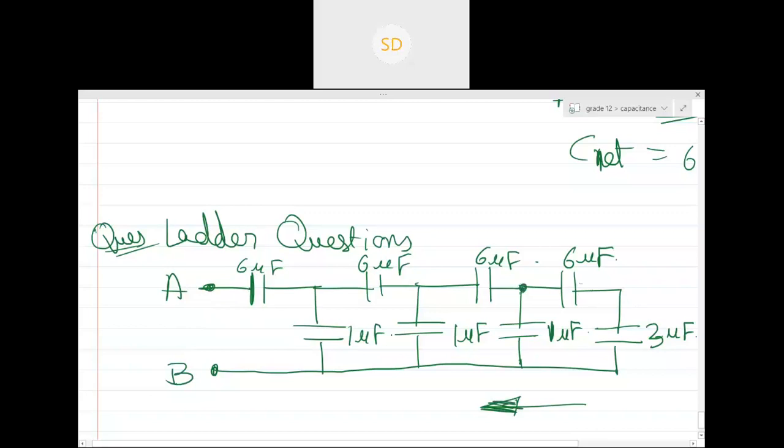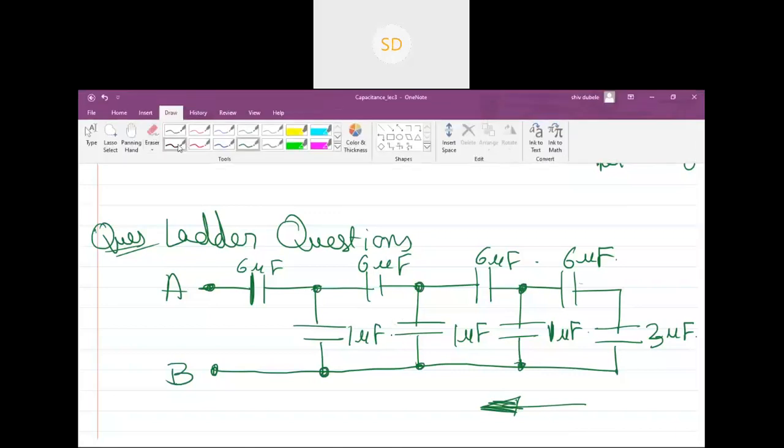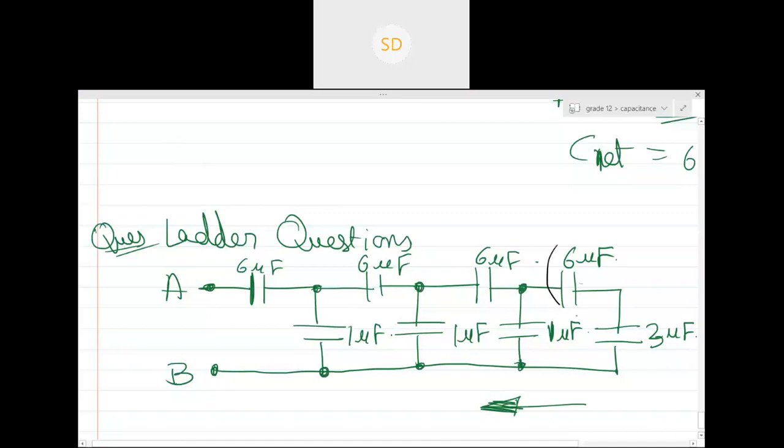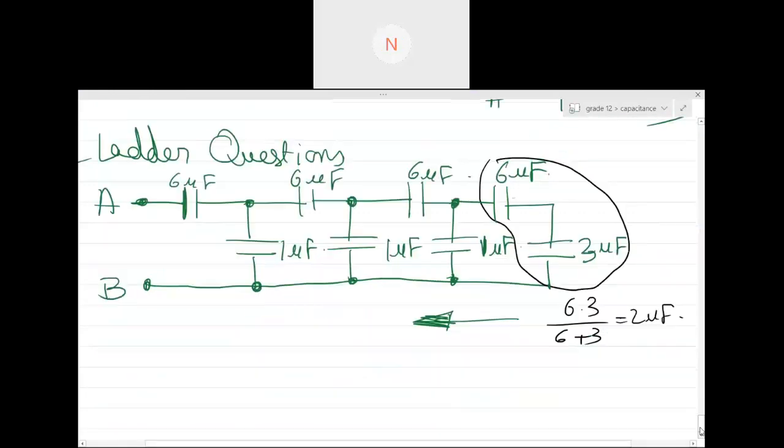Can you see all the points? Guys, once you're done noting down the question, are you done noting down the question? Yes, sir. So can you tell me this part is in what? Series. So 6 and 3 in series. Can anyone tell me what is 6 and 3 in series? 2 microfarad.